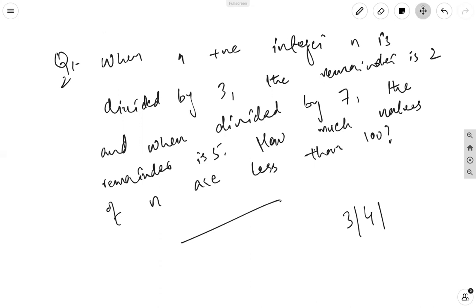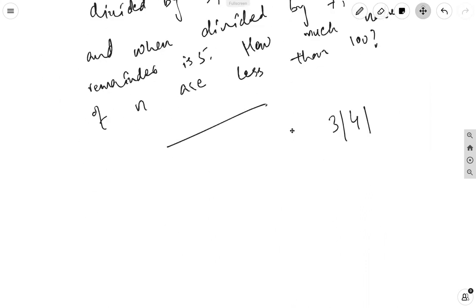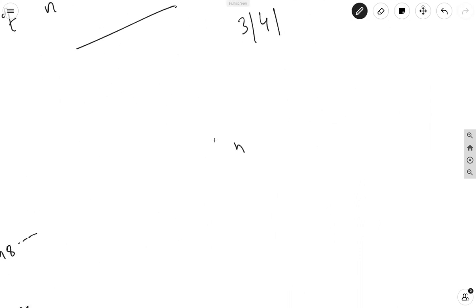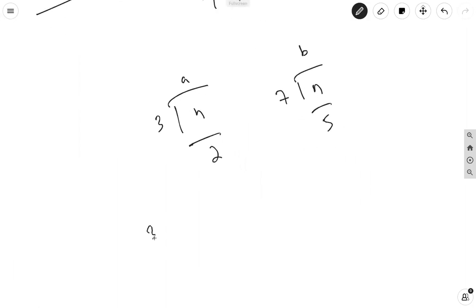Okay, let's solve now. The question says that when a positive integer n is divided by 3, the remainder is 2. And when the same n is divided by 7, the remainder is 5. Right? Now, assume a and b are two non-negative quotients. So the equations will become 3a plus 2 is equal to n, and 7b plus 5 is equal to n. Now, if you consider a equal to 0, this will become 2. For a equal to 1, this will become 5.